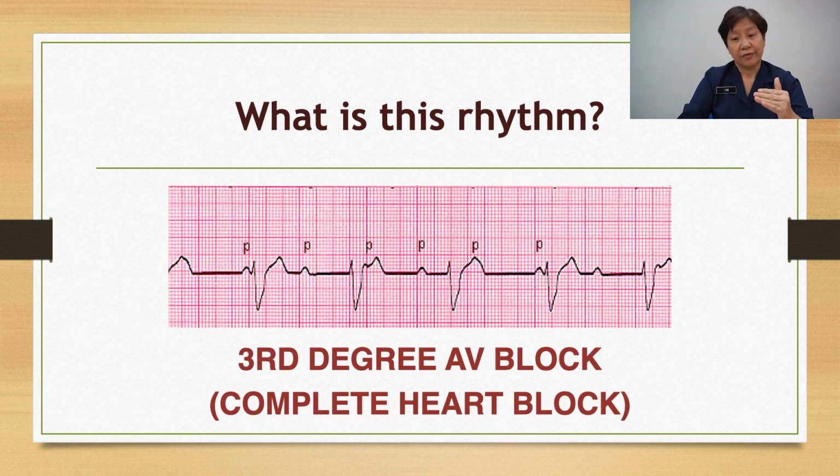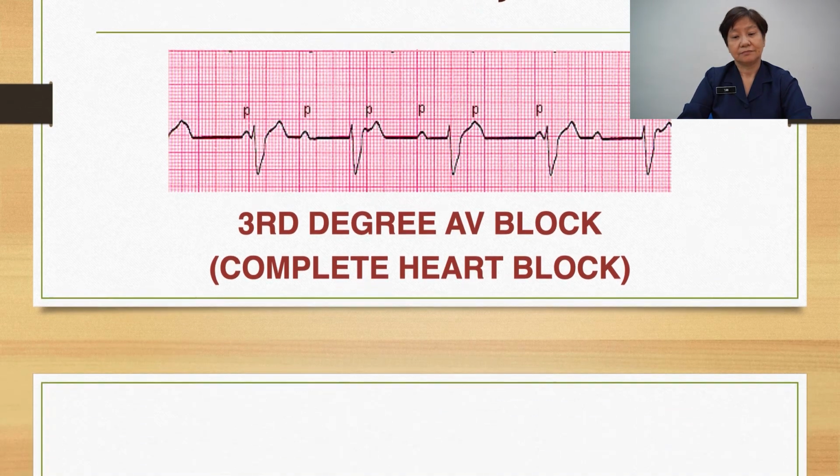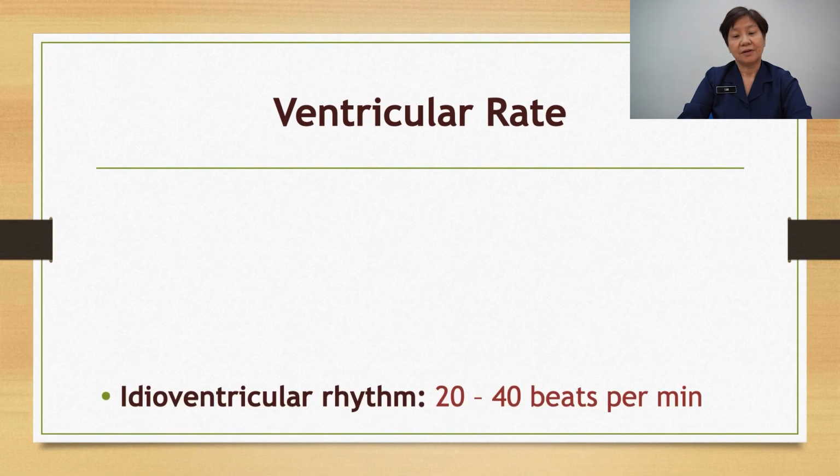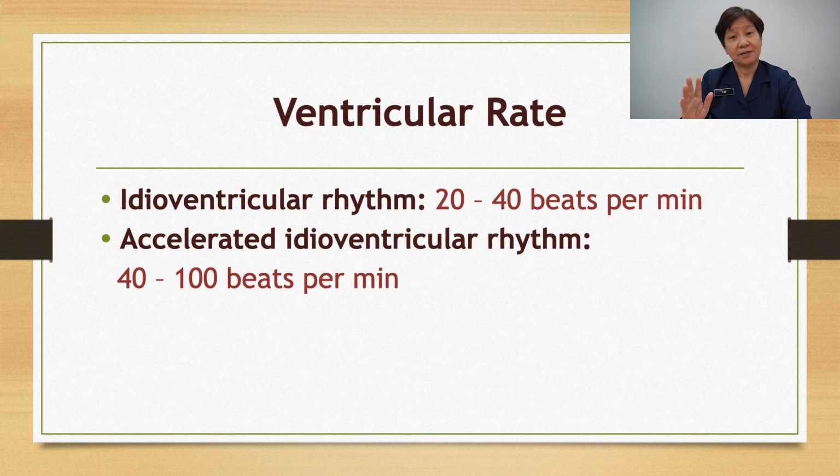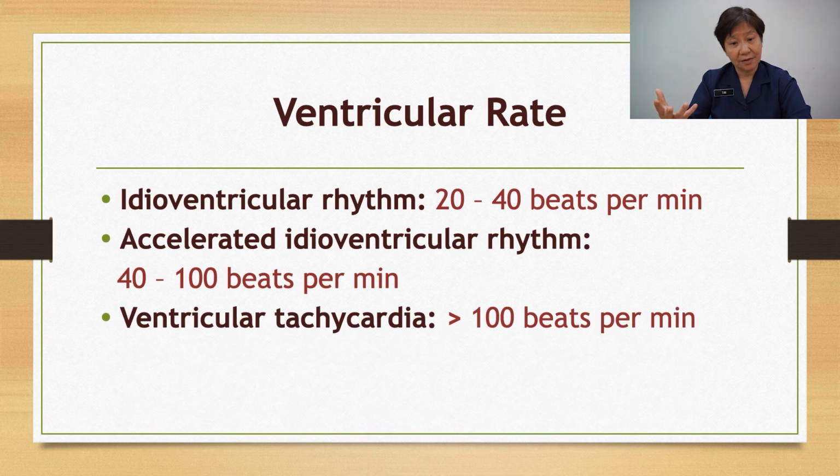Now we will come to the ventricle. Okay, ventricular rhythm. Any pacemaker that comes from your ventricle has to give a broad QRS because it takes a longer period to depolarize your whole ventricle. And the rate is 20 to 40, we will call it idioventricular rhythm.